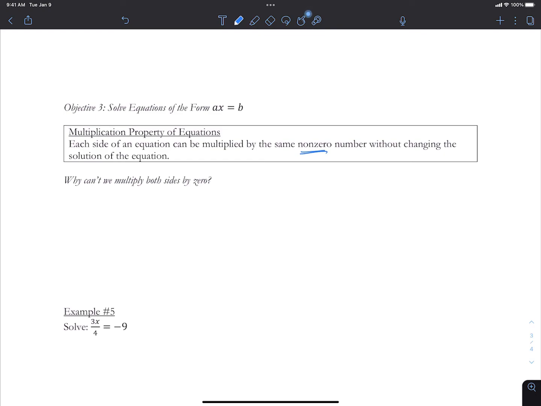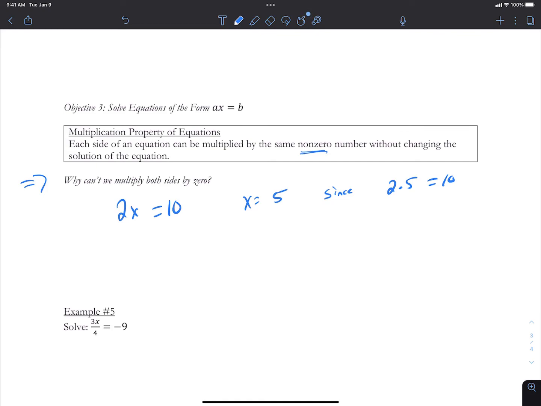And that's actually a question I have here: why can't we multiply both sides times 0? So let's think through that. What if I have the equation 2x equals 10? Well, my solution is going to be x equals 5, since 2 times 5 is what gives me 10. So 2x equals 10, x would have to equal 5.